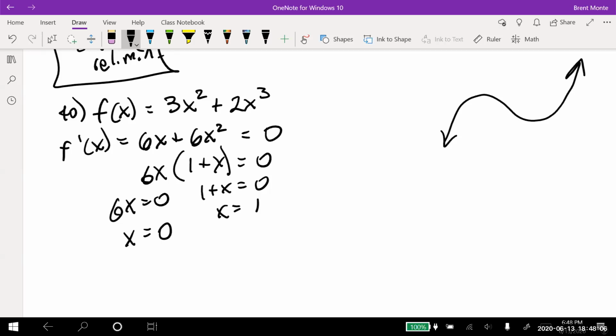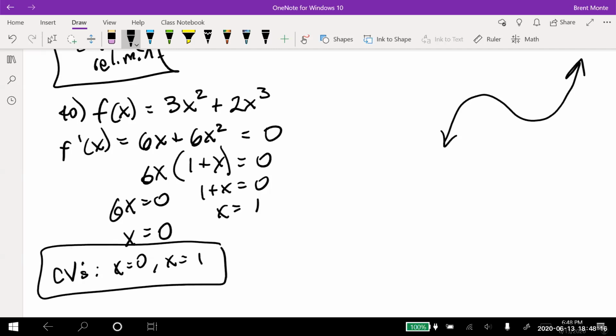So I get two critical values. So we'll say critical values, x equals 0, x equals 1. So that's the answer to the first piece. Now what this problem wants us to do, rather, is they want us to actually find the intervals where the graph's increasing or decreasing. Well, that's no big deal. We found that in the last problem. We just didn't specify it. All right, so let's see.